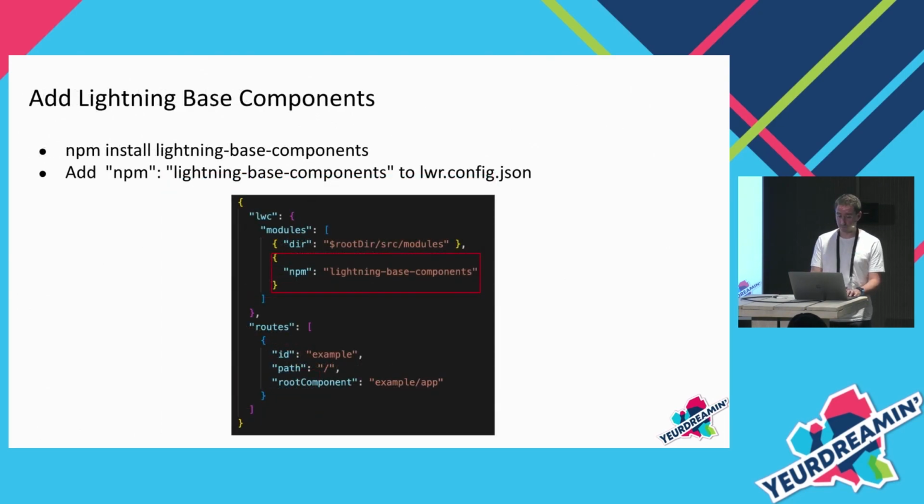Then same thing for Lightning base components. It's not open source, but you can install them via npm. So you just run npm install and set up in the same config file that you want to use this base component.